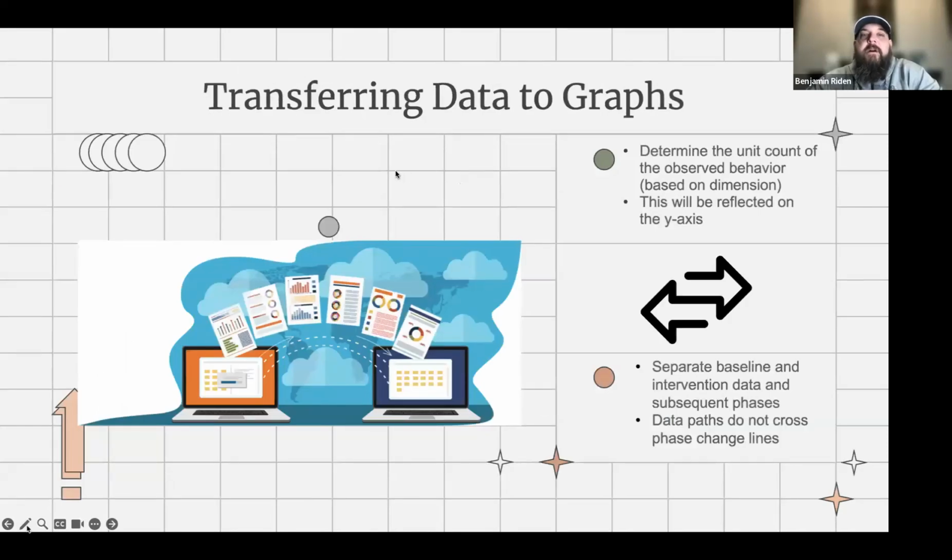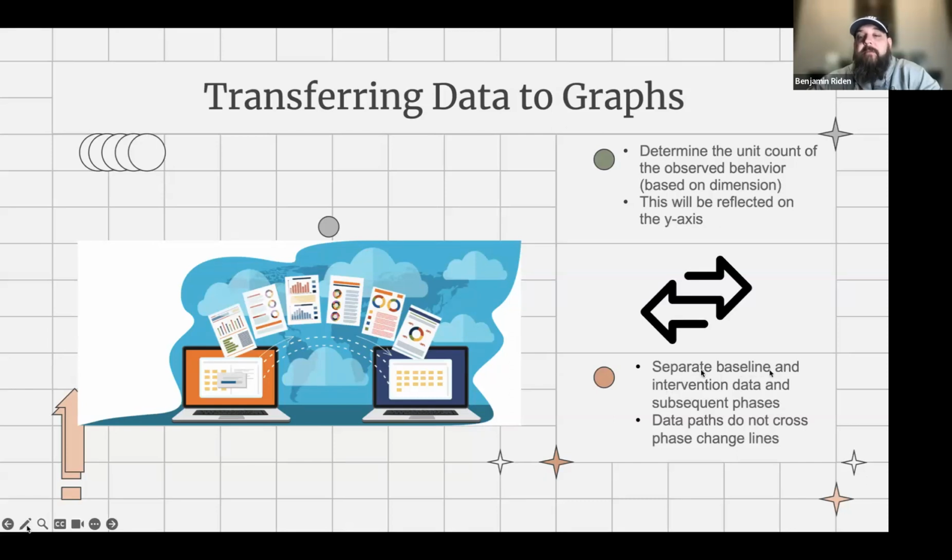So we need to think about transferring data to graphs. We need to determine the unit count of the observed behavior. So what dimension of behavior are we looking at? Frequency, rate, duration, latency, inter response time. Any of those dimensions that you have selected for your measurement is going to be reflected on the y-axis.